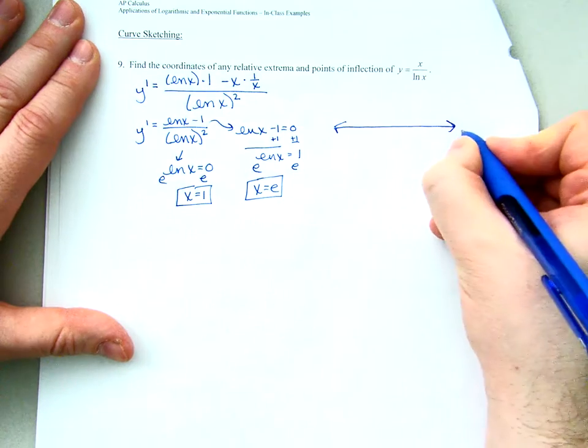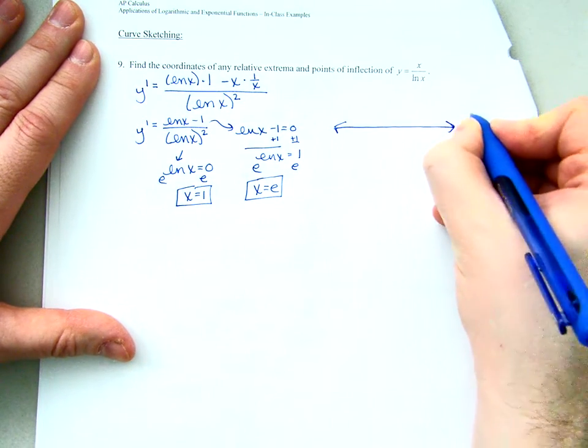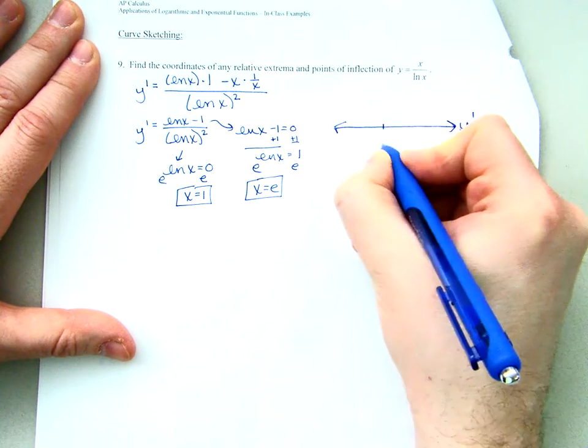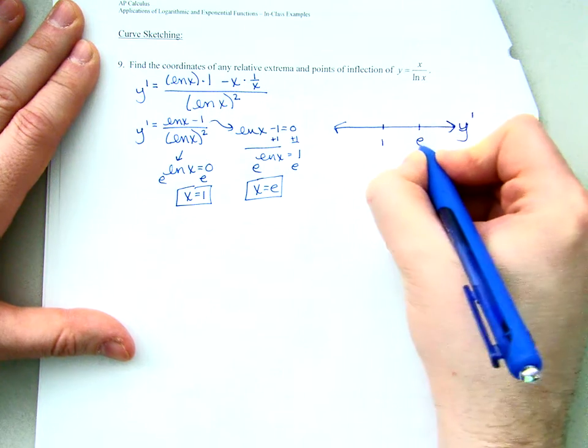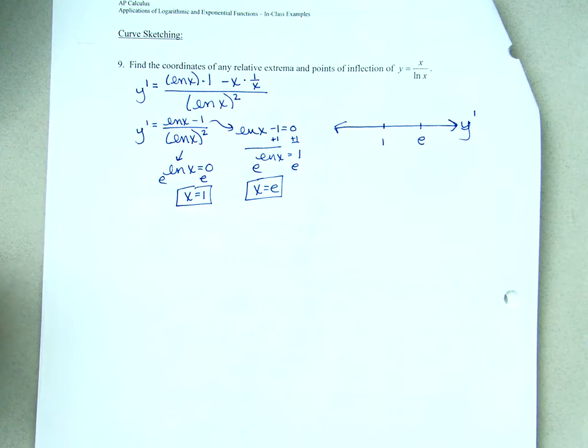Make sure you label your number line. This is y prime. I need a tick mark at 1. I need a tick mark at e, but actually there is something else I should include on here: 0. Well, what's the natural log of 0? Use your graph. It's not 1. Look at the graph. You're not looking at the graph. It's undefined.